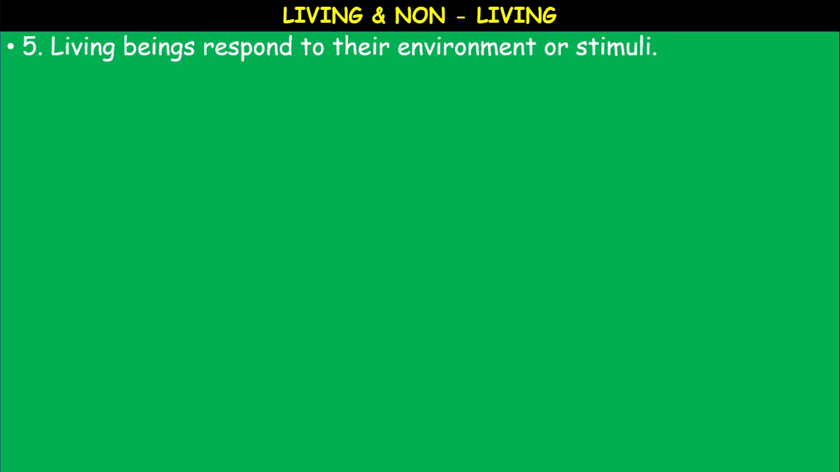Some 10 to 15 characteristics are there. We are discussing them one by one. Now, the fifth characteristic feature by which we can differentiate living from non-living: the living beings respond to their environment or stimuli. If you pour hot tea or milk into a cup, the cup does not show any response. But a living being, for example, if you touch hot milk, you will show a reaction. Immediately you remove your hand. So, that is the difference between a living and a non-living.